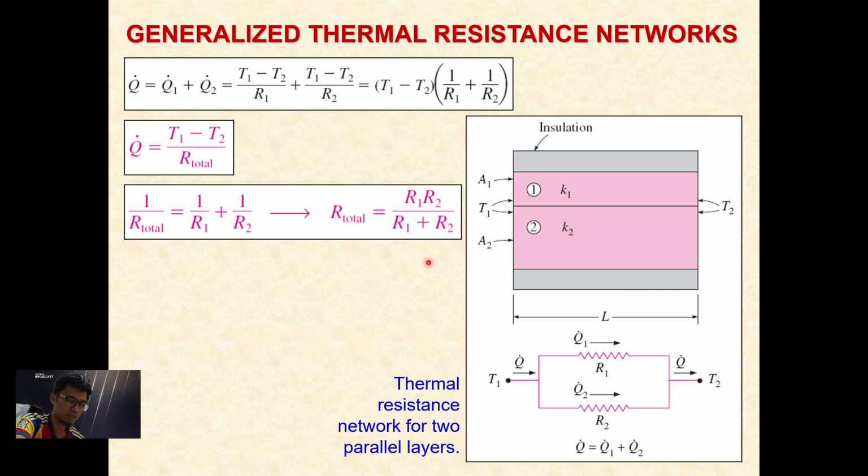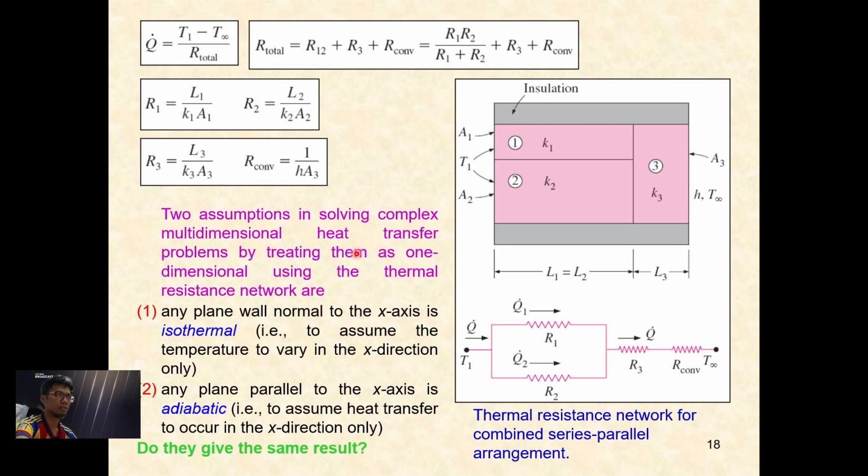You have studied this already in electric and electronic, if I'm not mistaken, the electric and electronic subject. So you need to find R total first, then you can find the heat transfer of that system. How about the combination of parallel and series? This is a parallel and series. You must treat it as a resistance network.